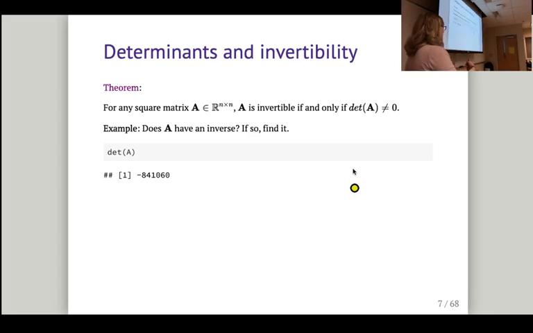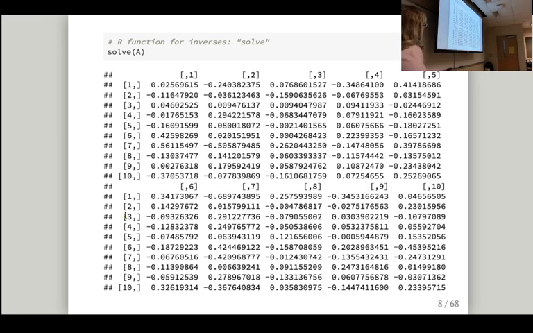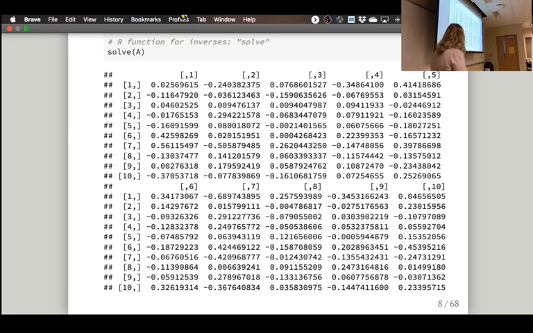So non-zero determinants imply that the inverse exists, and the inverse existing implies that the determinant is non-zero. This is a two-way implication. So does A have an inverse? Well, we've calculated the determinant. We know that the determinant of A, even though it's negative, it's okay that it's negative. We only need it to be non-zero. So yes, this matrix A should have an inverse. We can find the inverse of matrix A using the function in R called solve. So solving a matrix in R just returns the inverse should it exist. So this is the inverse of matrix A.